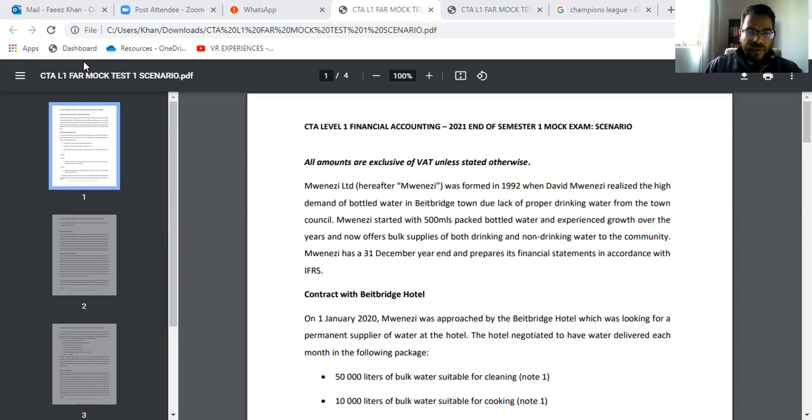Mwanezi. Okay, so Mwanezi was formed in 1992 when David Mwanezi realized the high demand for bottled water in Bridgetown due to lack of proper drinking water from the town council. Mwanezi started with 500 milliliter packed bottled water and experienced growth over the years, and now offers bulk supplies of both drinking and non-drinking water to the community. Mwanezi has a 31 December year end and prepares its financial statements in accordance with IFRS.